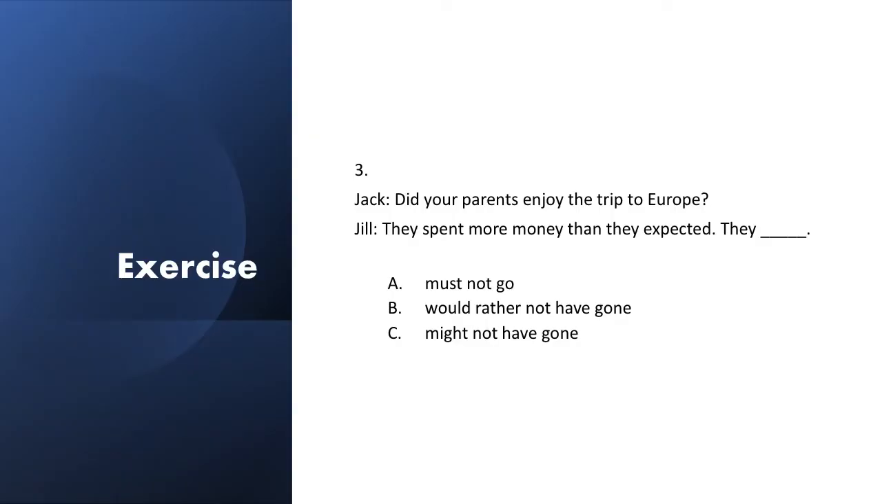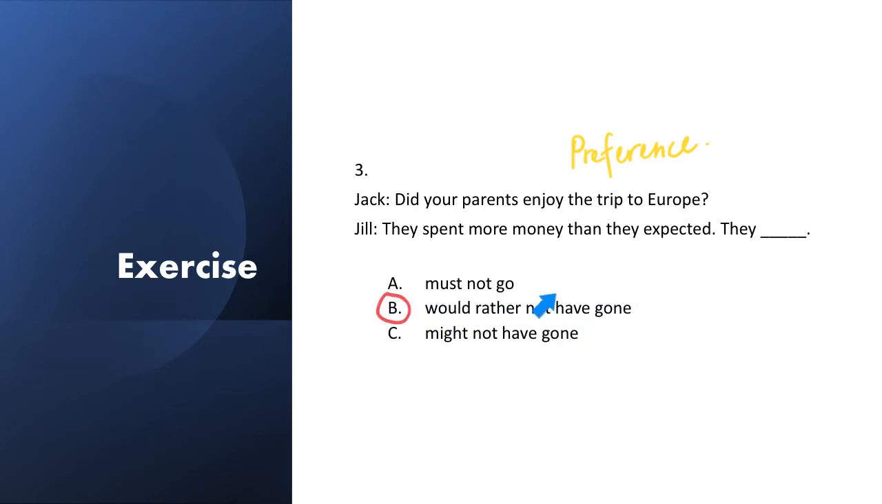Moving on to question 3. Jack said, did your parents enjoy the trip to Europe? Jill said, they spent more money than they expected. They blah blah. So here, the they means Jill's parents. It shows that if they were given the choice to do something else, they would have chosen another choice. So talking about choices, we are talking about preferences. The only option talking about preference would be B.